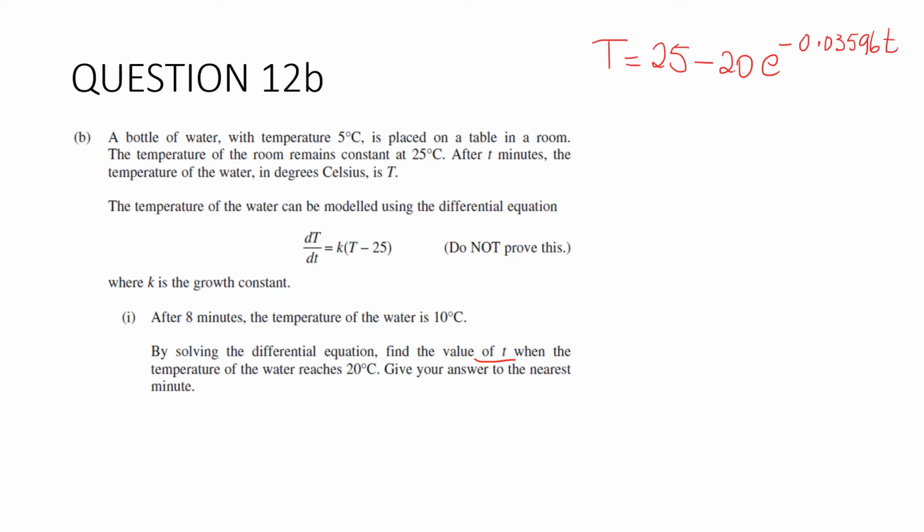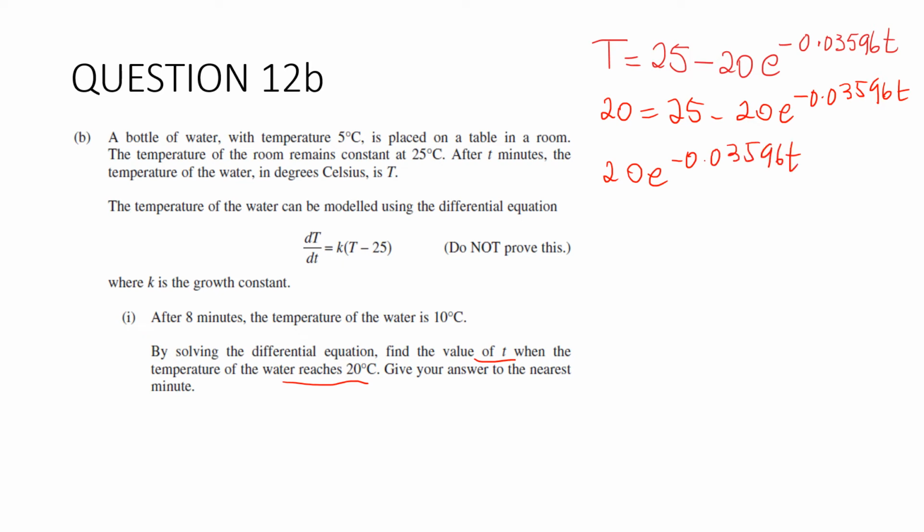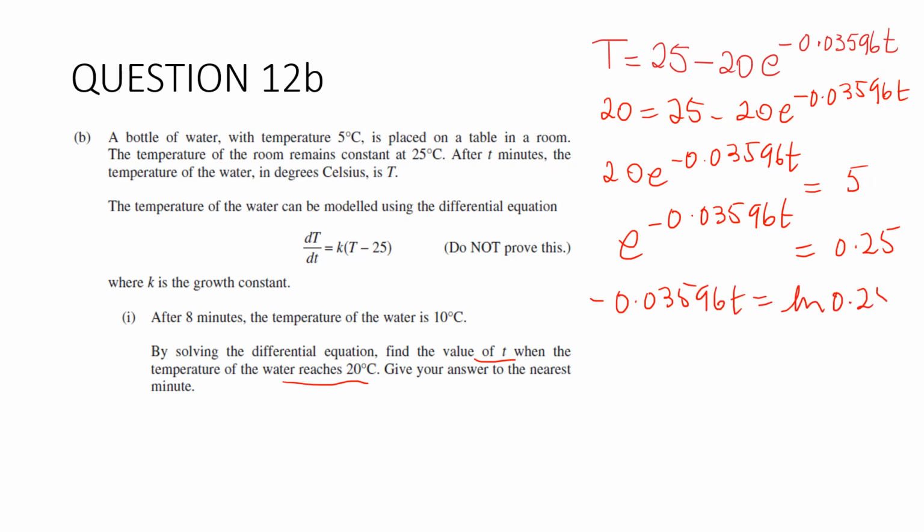Find the value of T when the temperature reaches 20 degrees. So 20 is equal to 25 take away 20 e to the negative 0.03596 t. 20 e to the negative 0.03596 t is equal to 25 take away 20, which is 5. E to the negative 0.03596 t is equal to 5 divided by 20, which is 1/4. Negative 0.03596 t is equal to ln 0.25.